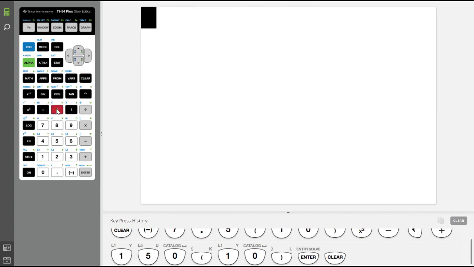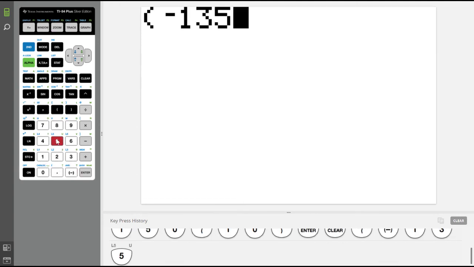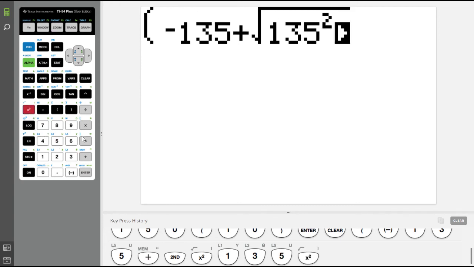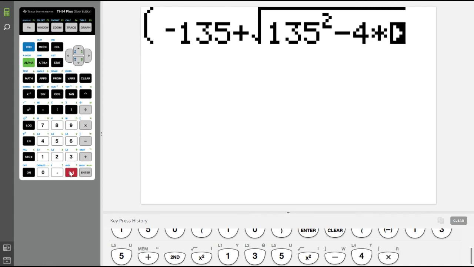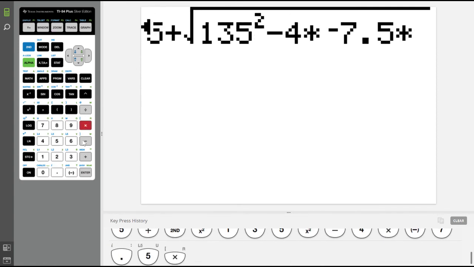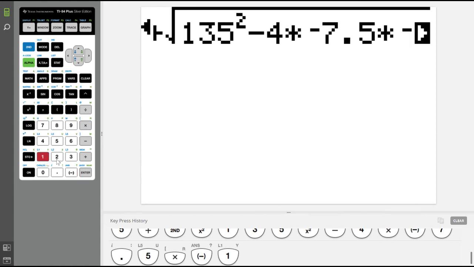I'm going to do open parentheses. I want to set up parentheses for my numerator, and a set of parentheses for the denominator. So it was a negative 135. I'm going to do the plus version first. Negative 135 plus the square root of 135 squared minus 4 times a, which is negative 7.5, times c, which was negative 120.